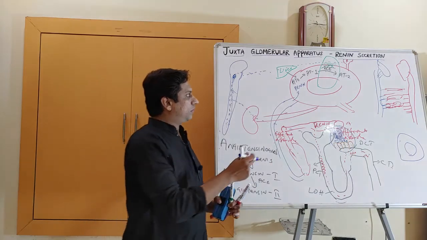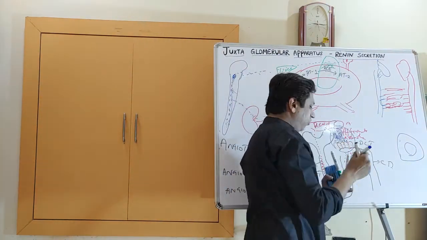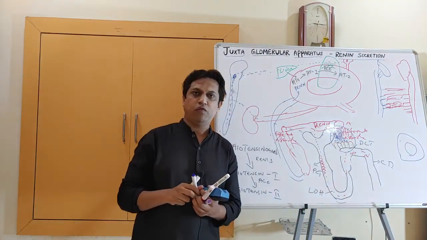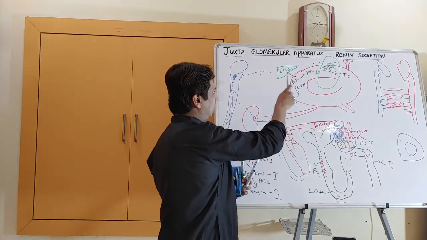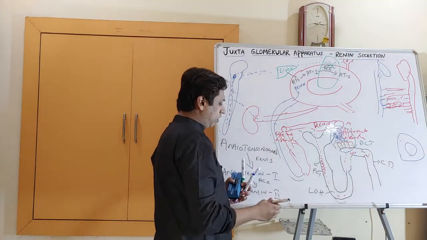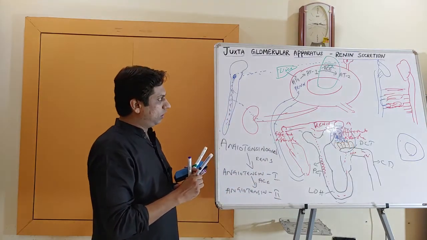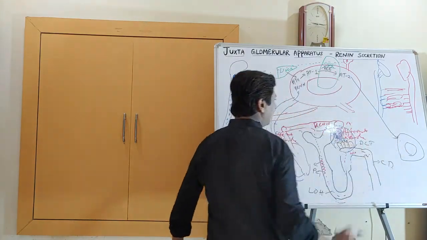Now this renin, after being released, will finally convert into angiotensin 2, which has various functions. First we will complete the renin, angiotensin, aldosterone axis. Angiotensin 2 will stimulate the suprarenal gland, or the adrenal cortex.